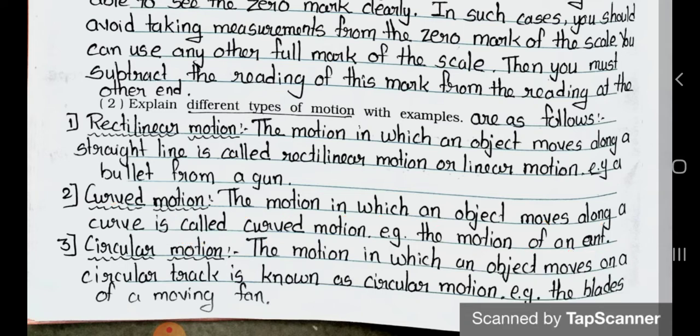Now see the third one, circular motion. The motion in which an object moves on a circular track is known as circular motion. Example, the blades of a moving fan. The blades of a moving fan show circular motion. Now see the next page.